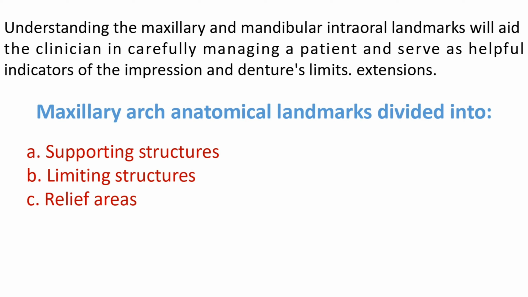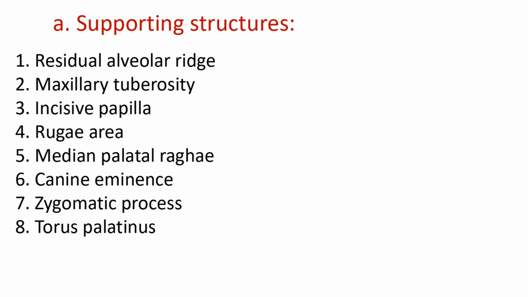Extensions: maxillary arch anatomical landmarks are divided into A. Supporting structures, B. Limiting structures, C. Relief areas. A. Supporting structures: 1. Residual alveolar ridge. 2. Maxillary tuberosity. 3. Incisive papilla. 4. Rugae area. 5. Median palatal raphe. 6. Canine eminence. 7. Zygomatic process. 8. Torus palatinus.